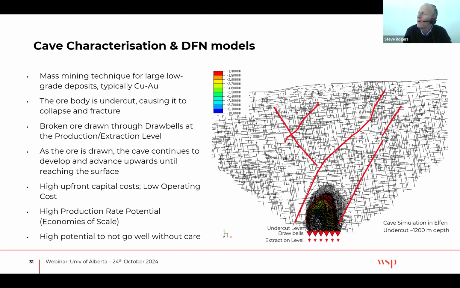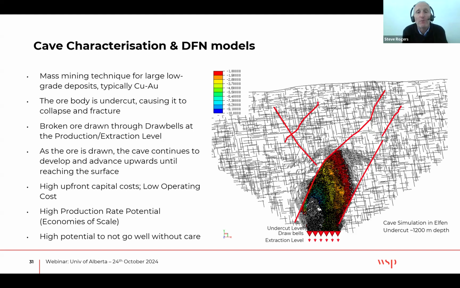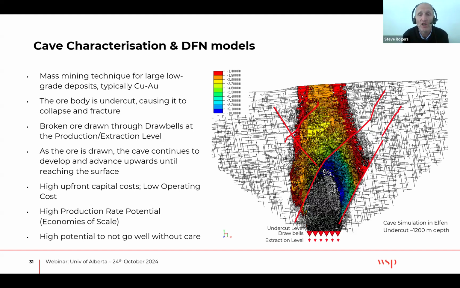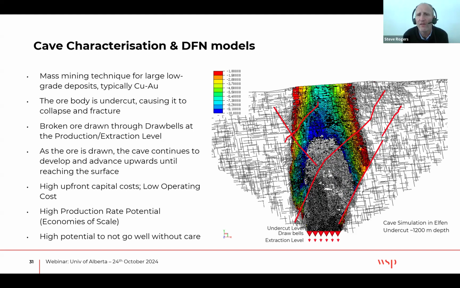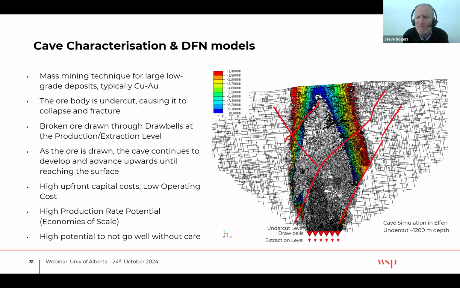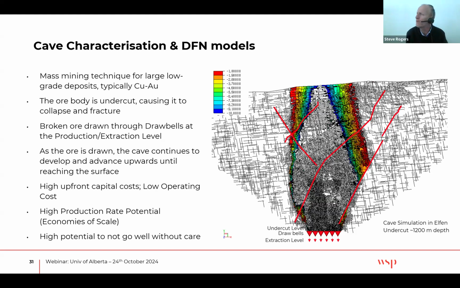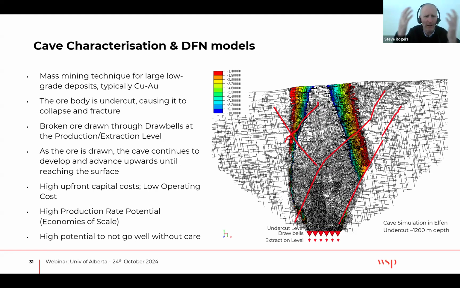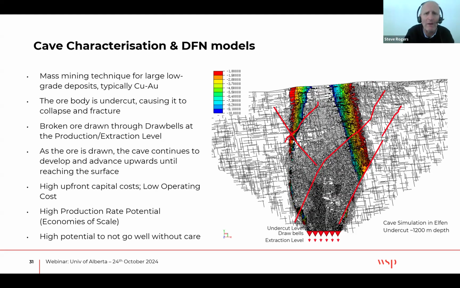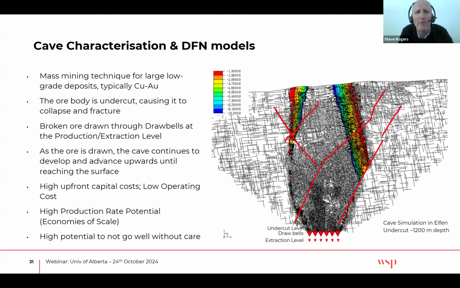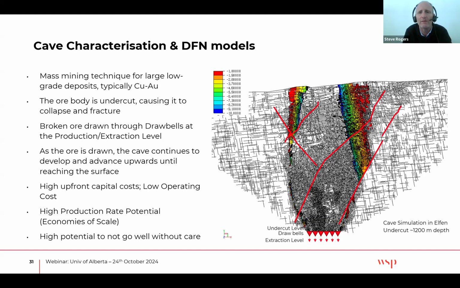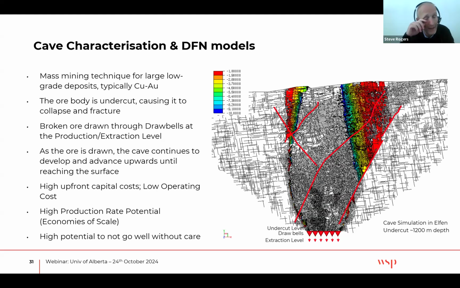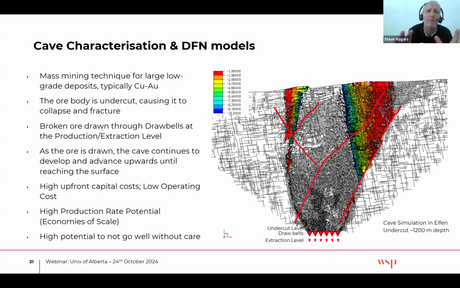Last year, the GBC cave in Grasberg, in Indonesia, achieved a record of something like 150,000 tons in a day. It was huge. Is that right? It's an insane amount of production. And that's the biggest, and no one will beat it. But we should never say no one will. But anyway, they're big mines, and it's very much the future.